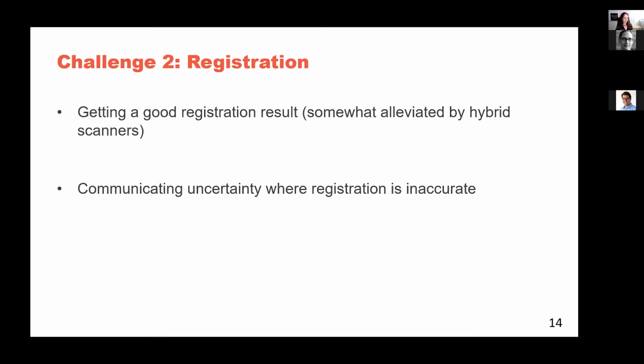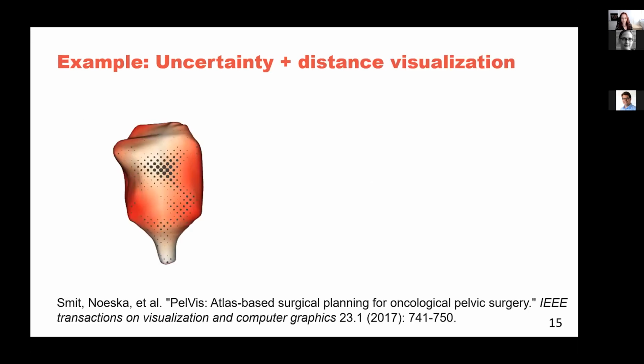Another challenge is communicating uncertainty where the registration maybe did not succeed very well. So if you are showing two volumes aligned in some way, and you're not entirely sure about the alignment, you should really do something to make sure that people realize that you're not sure about the alignment, right? So here's another example of that.